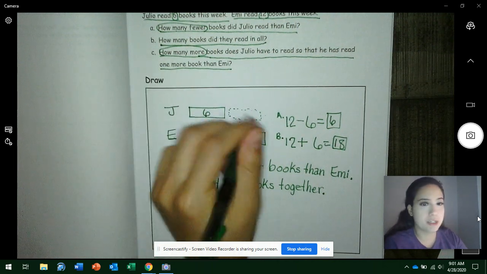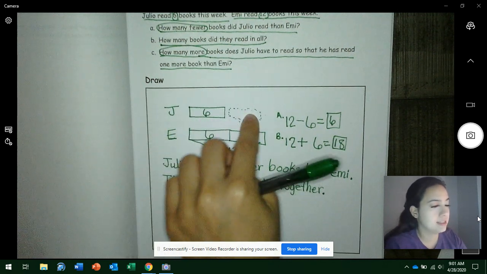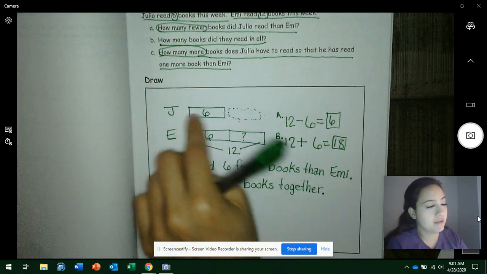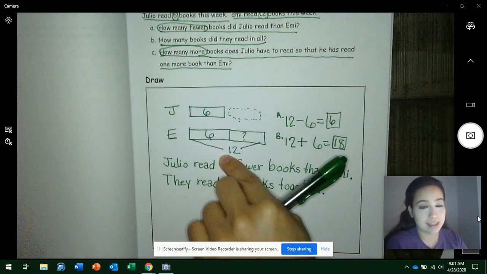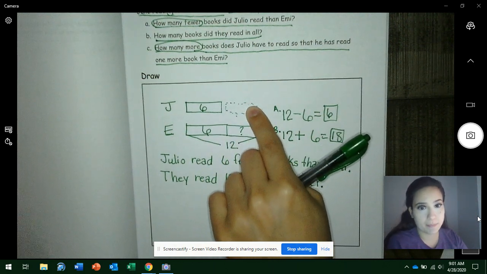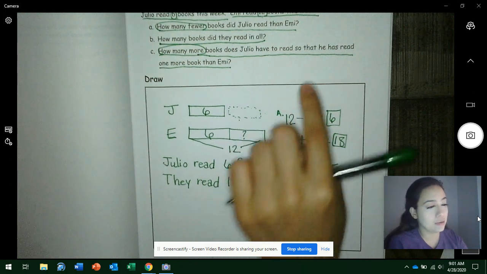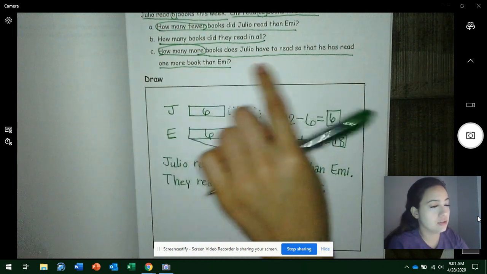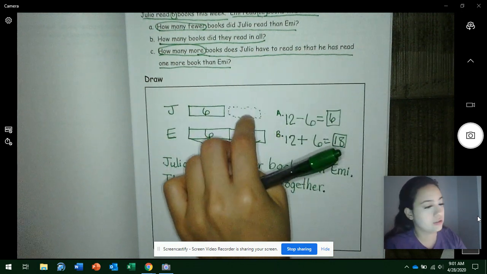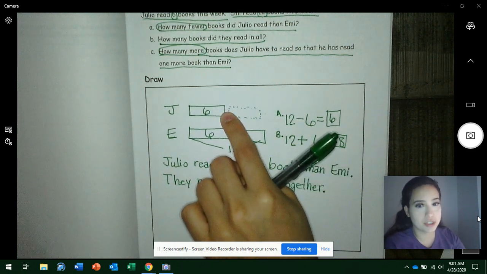If you look at your picture, boys and girls, of your tape diagram, we said that Julio read 6 fewer books, right? Well, in order for him to have the same amount as Emmy, he needs to read 6 more books so that he can read 12 like Emmy. But the question says he needs so that he has read one more book than Emmy. So since she read 12, he needs to read 13.